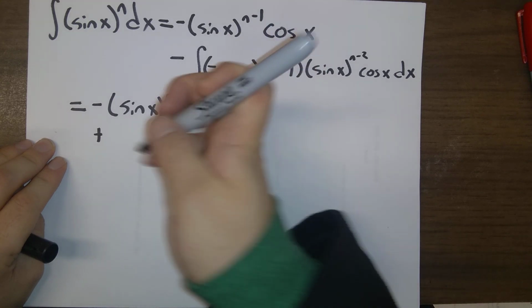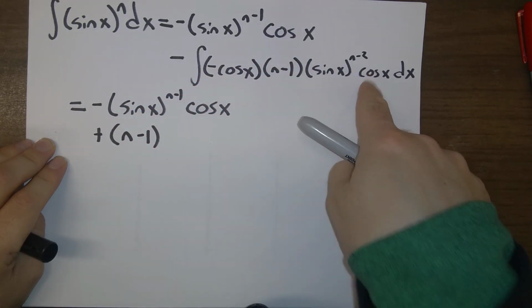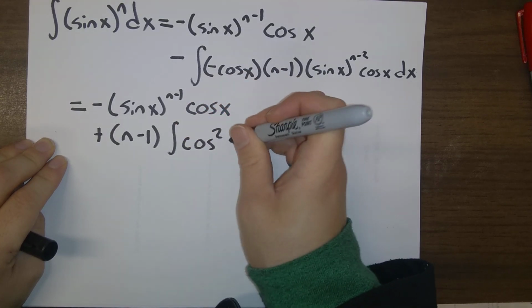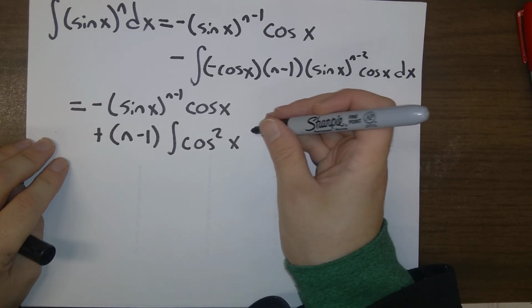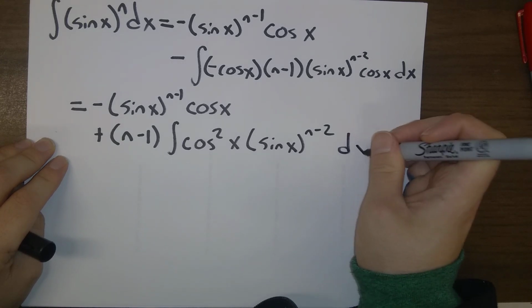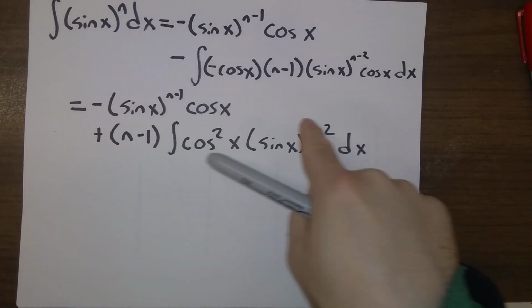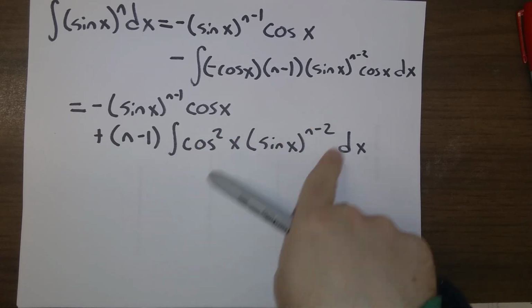And this n minus 1 factor I can take outside the integral. We've got two factors of cosine x, so I'm going to combine them as a cosine squared x times sine of x raised to the n minus 2 power dx. Okay, so far so good. Now we are left with having to deal with this integral over here.